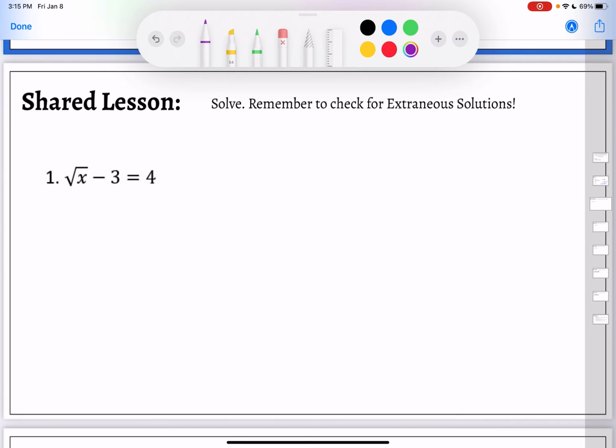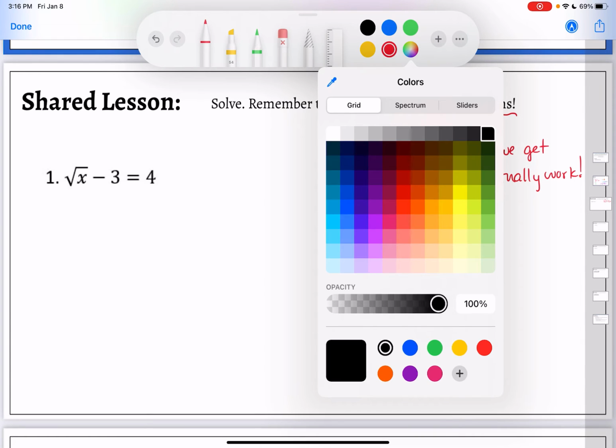So we're going to solve these equations, and the directions say, remember to check for extraneous solutions. So remember, extraneous solutions are going to be answers that we might get that don't actually work in the equation. And you might be wondering, what? How is that going to happen? And we'll talk about it, and we'll also see what to do, okay? So let's just start solving our equation over here and see if we encounter anything.